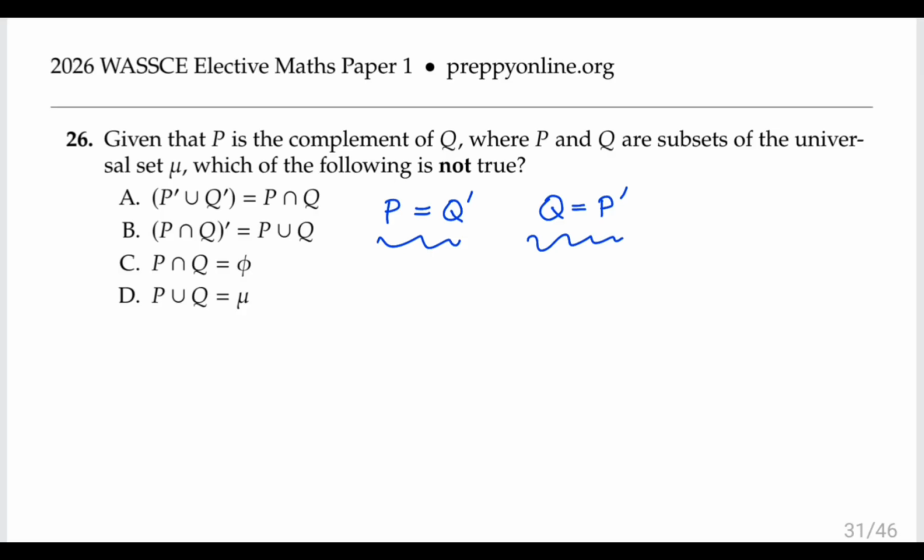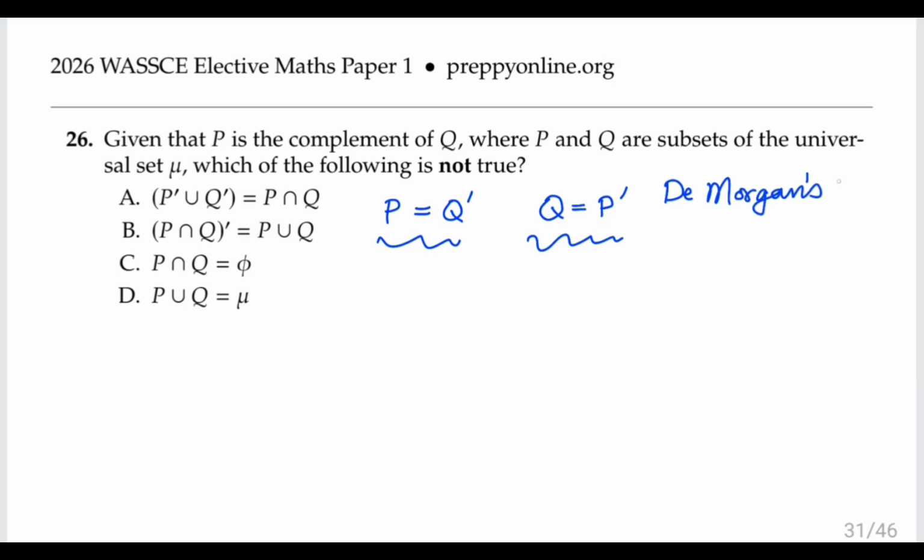All right, so using these, we want to check which of the statements we're given is not true. And looking at the options, the first one says that P complement union Q complement equals P intersect Q. Here we get a sense of De Morgan's laws. Let me refresh our memories. De Morgan.